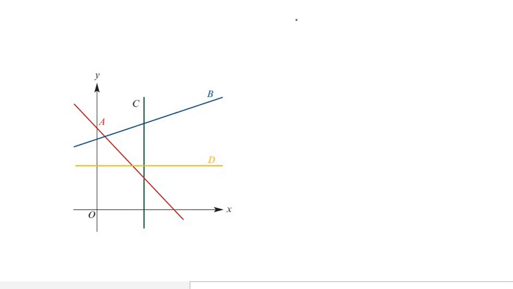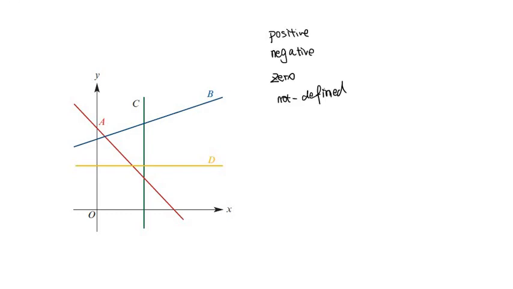You can find this question in the textbook section 6b. This is question A of the textbook section 6b. The question asks you to identify which of the following graphs have a positive gradient, negative gradient, zero gradient, and not defined gradient. The positive and negative ones are pretty straightforward.